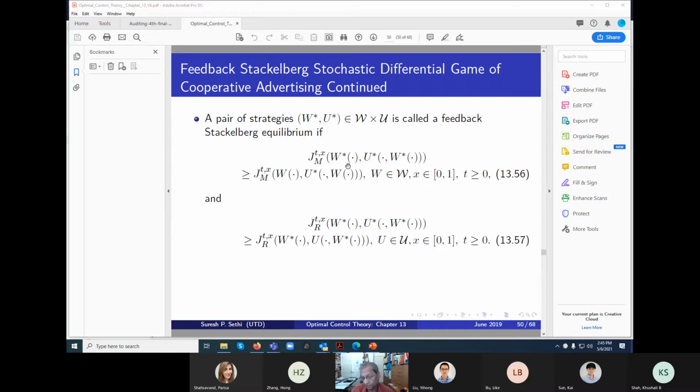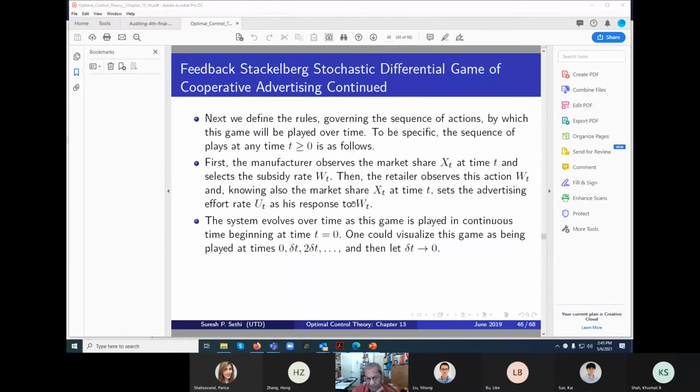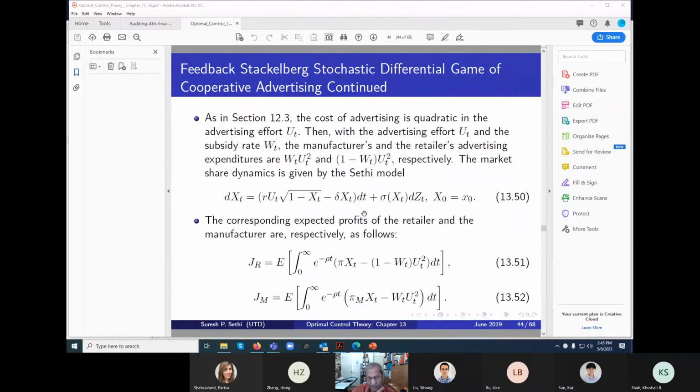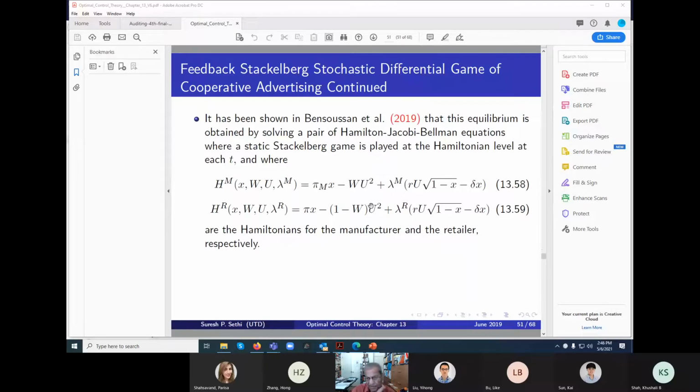And that one is easy to do because at each point in time it is a single period game and we know how to solve it. So there we go. How do we solve that? We define two Hamiltonians. This is the leader's Hamiltonian, the manufacturer's Hamiltonian, and this is the retailer's Hamiltonian. Well, that's the objective function integrand. That's lambda m times the dynamics. That's fine. So that's the Hamiltonian, and we're going to play the Hamiltonian level game.